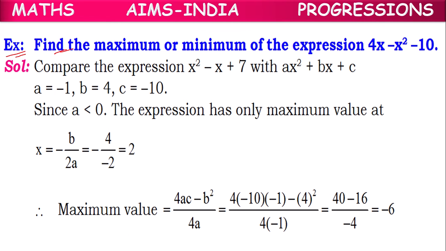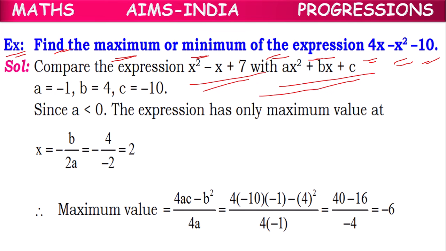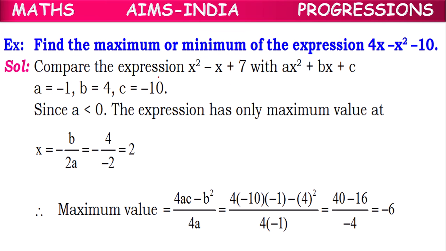Next one. Find the maximum or minimum of the expression 4x minus x square minus 10. Let's compare the given expression with ax square plus bx plus c. Sorry children, here it is this one, not this one. This equation we have to write here.